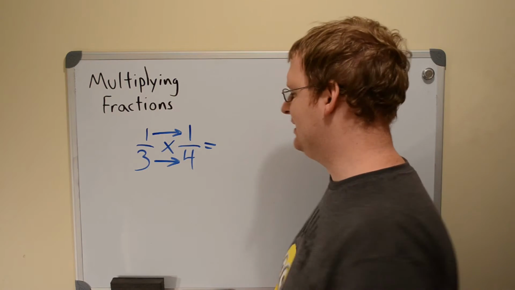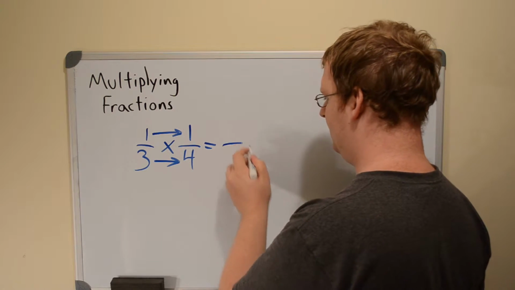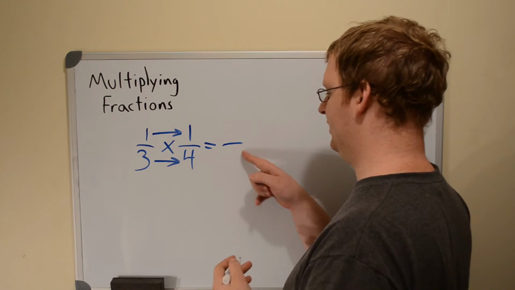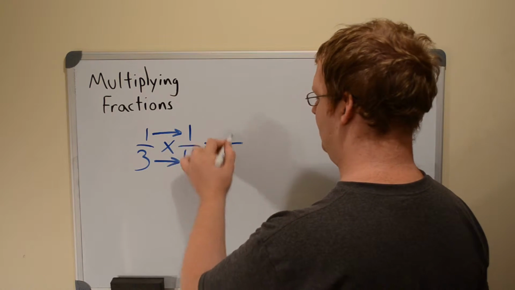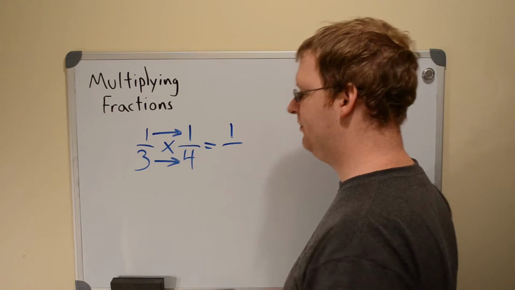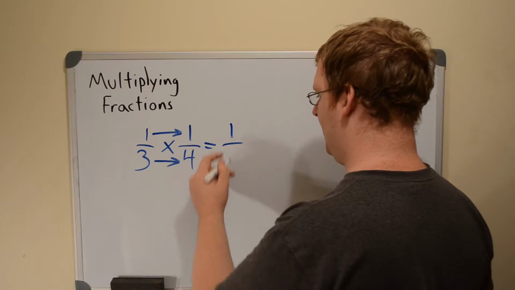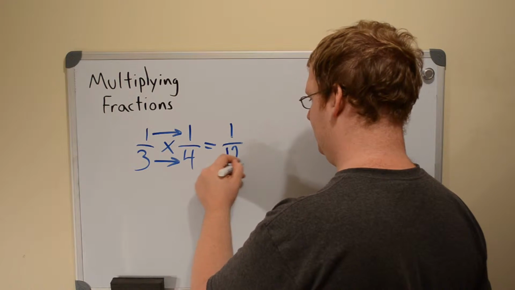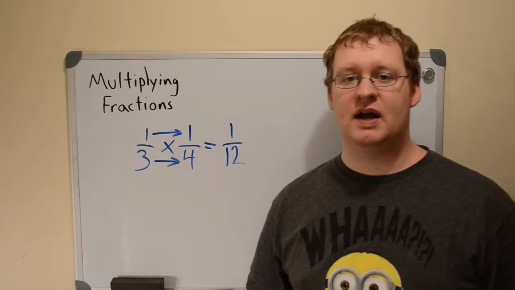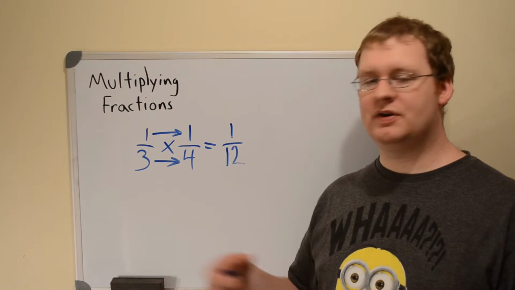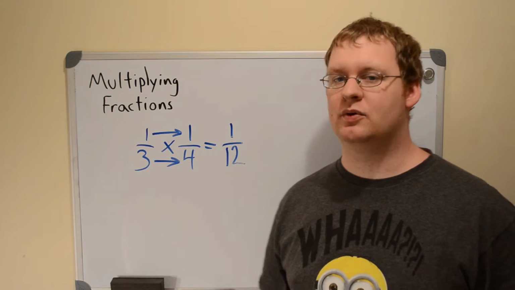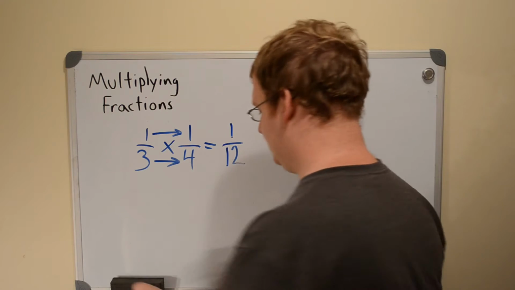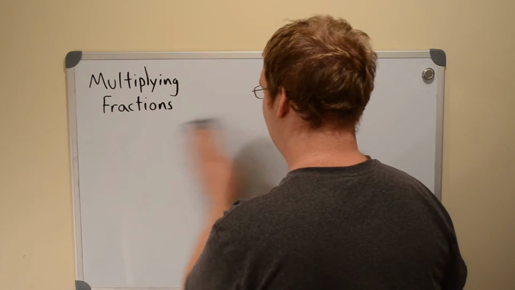It's super easy. So we'll bring over our fraction sign, our line, and 1 times 1 equals 1. 3 times 4 equals 12. So we'll put that on the bottom, and that's our answer. It's that easy. There's no gimmick or extra work you have to do. So let's hop into another example.